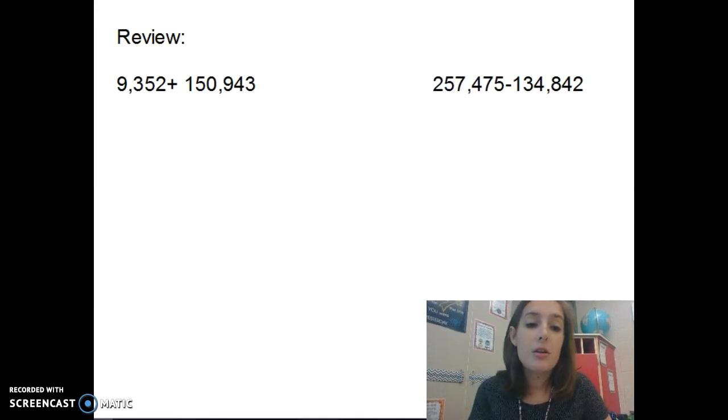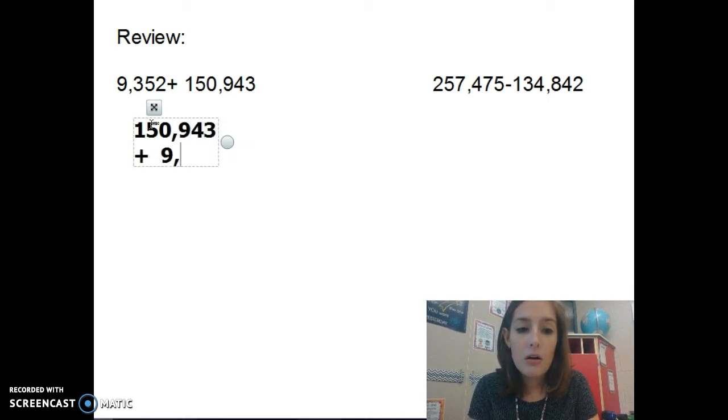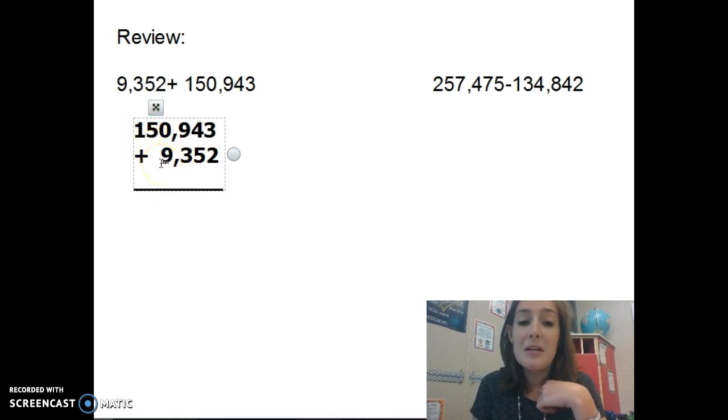So we have 9,352 plus 150,943. And if you remember what I said in class, you need to make sure that you properly stack all of your numbers and make sure that the right columns line up with one another. That's very important because, say for this problem, I were to put the 9 underneath the 5. That would be saying that that 9 is worth 90,000 when we know that it's only worth 9,000, and that will completely mess up your entire problem and give you the wrong answer.